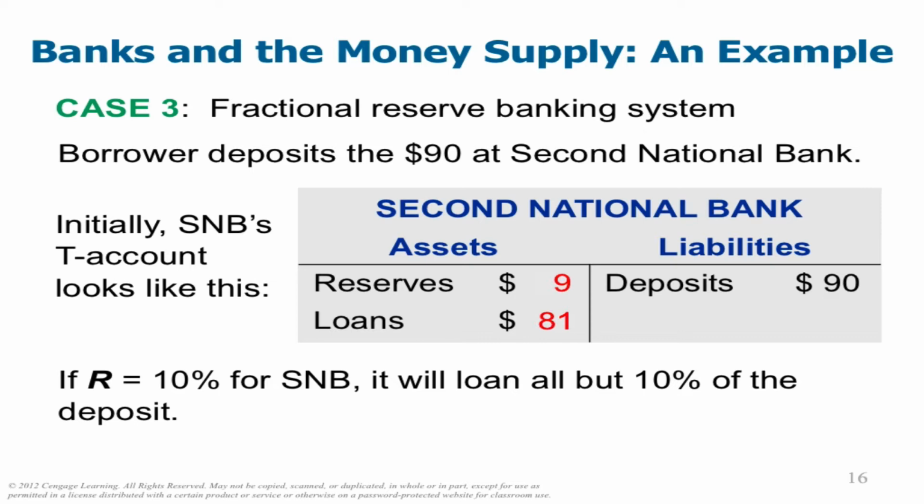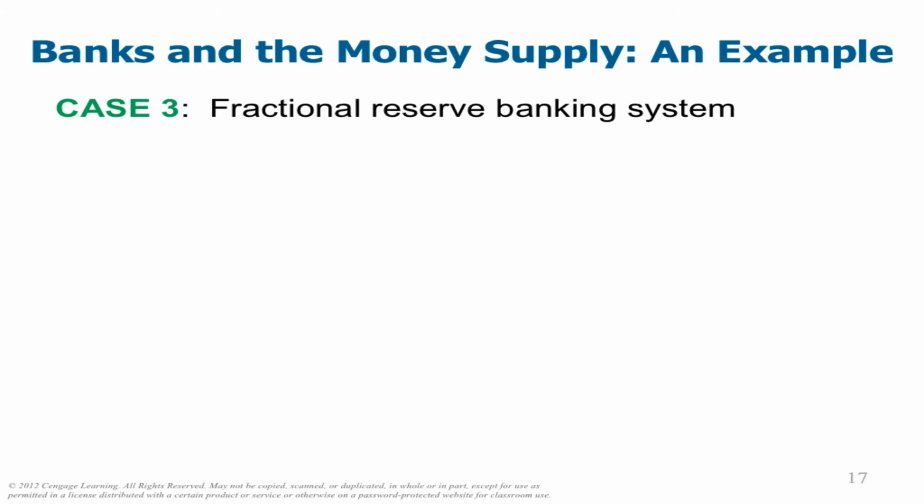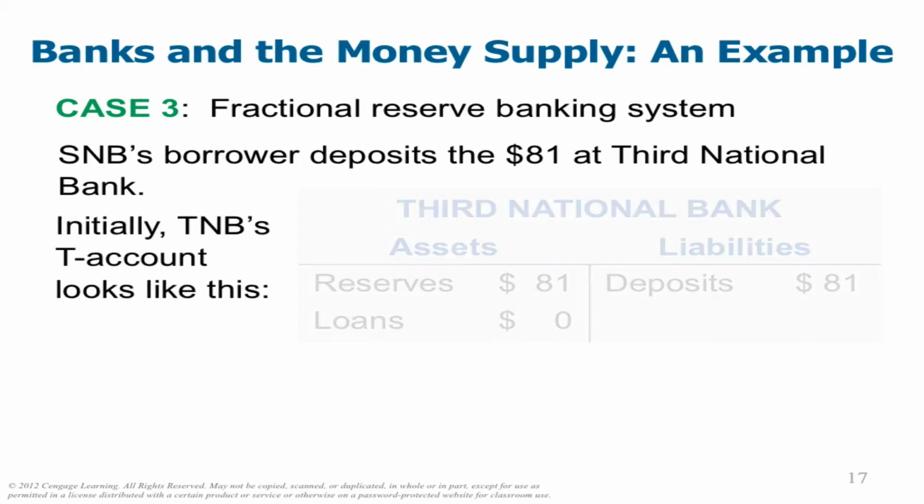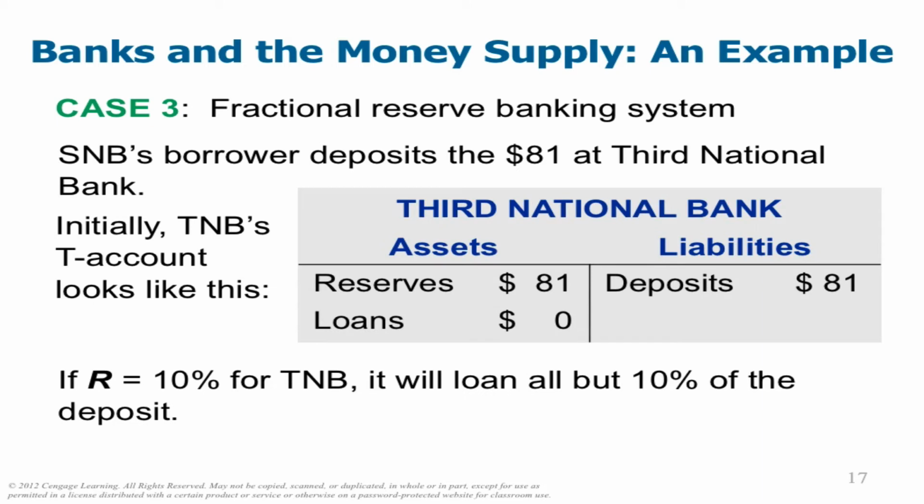to John. Jonathan then walks next door and deposits the $81 at the Third National Bank. And now we start getting into pennies, and I don't do the math in my head anymore. And Andrew borrows $72.90. Look at how much money we have created, all from Scott's deposit of the 100 actual dollars.